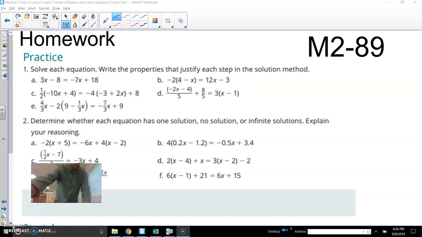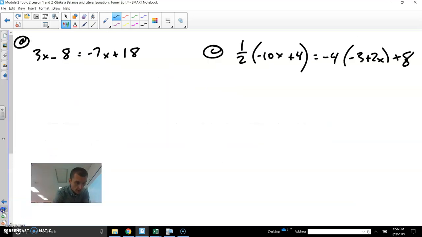So this very first section has several different ones. They want you to write the properties that justify each method. So I'm going to start on this page, and I'm going to do A and C and let you try the other ones independently.